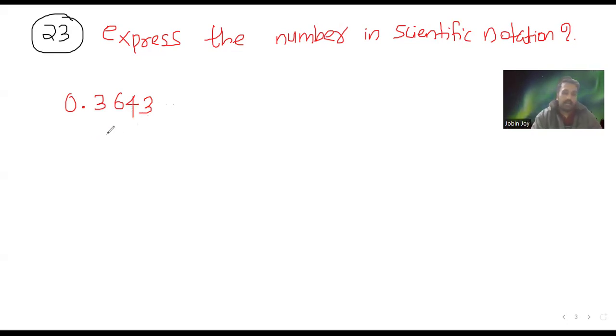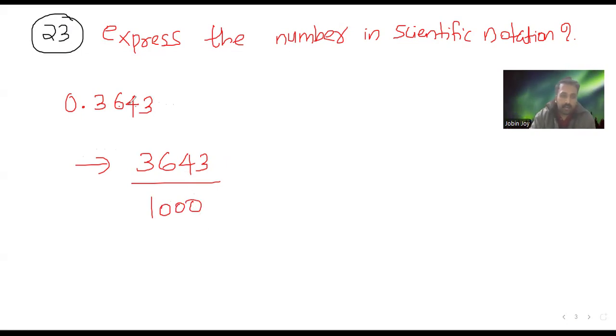Okay. So how will you write this? Here how many decimal points? 1, 2, 3, 4 decimal points, right? So 3643 divided by 10,000. 1, 2, 3, 4 zeros, right? 1, 2, 3, 4 decimals, right?